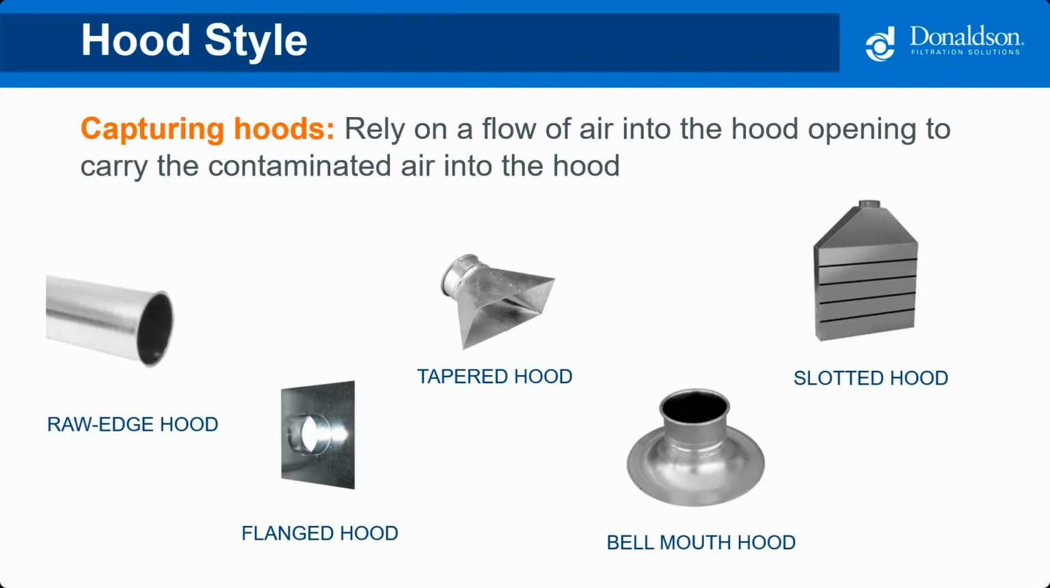Next, you have a flanged hood, which does a little bit better job of directing where you're pulling that airflow from. Oftentimes you'll see a tapered hood if you need a specific area. And then probably the best design hood would be a bell-mouthed hood. And then lastly, we have the slotted hood. This is commonly seen where you're working at a bench station, maybe a weighing and mixing type application, pulling it, again, away from the operator's face towards the ductwork.